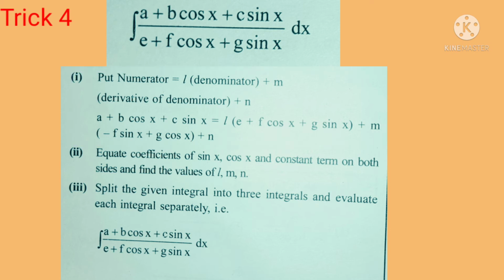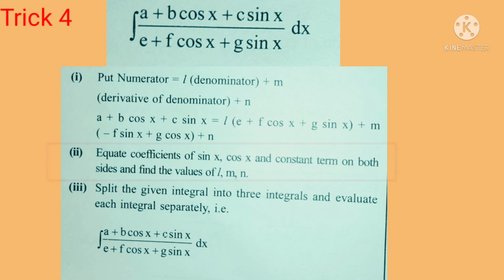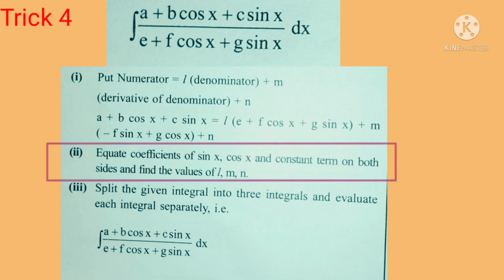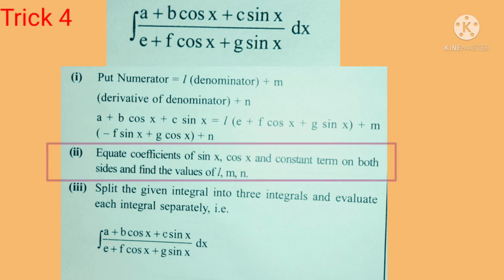Now the second step: equate the coefficients of sin x and cos x and the constant term on both sides, and we can find the values of L, M, N. This is how we have found them in the third trick. Yes, we found the values of lambda and mu. Over here it is L, M and N.